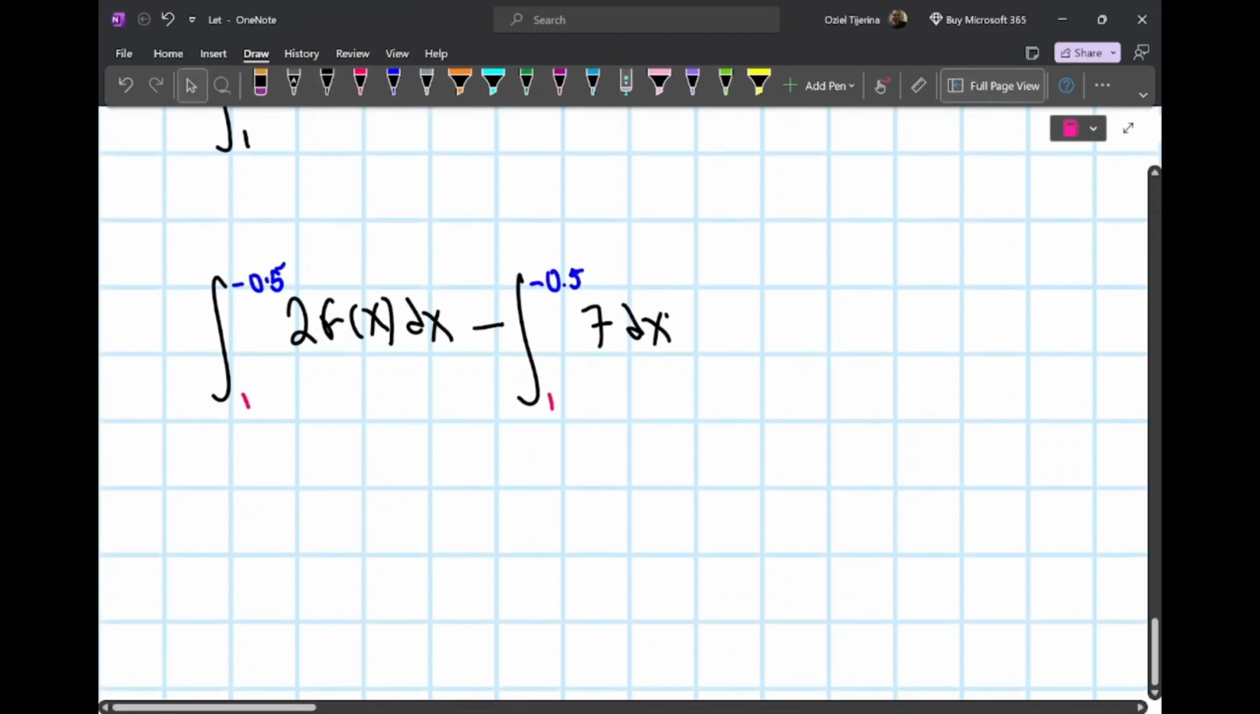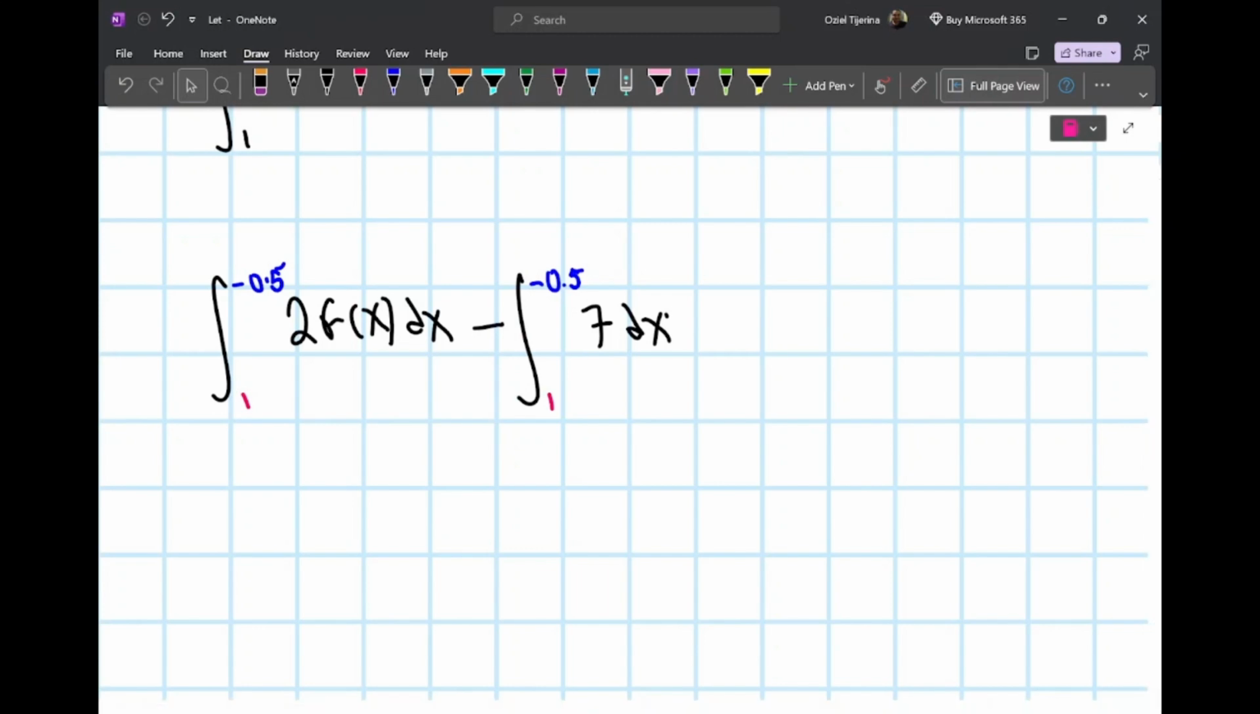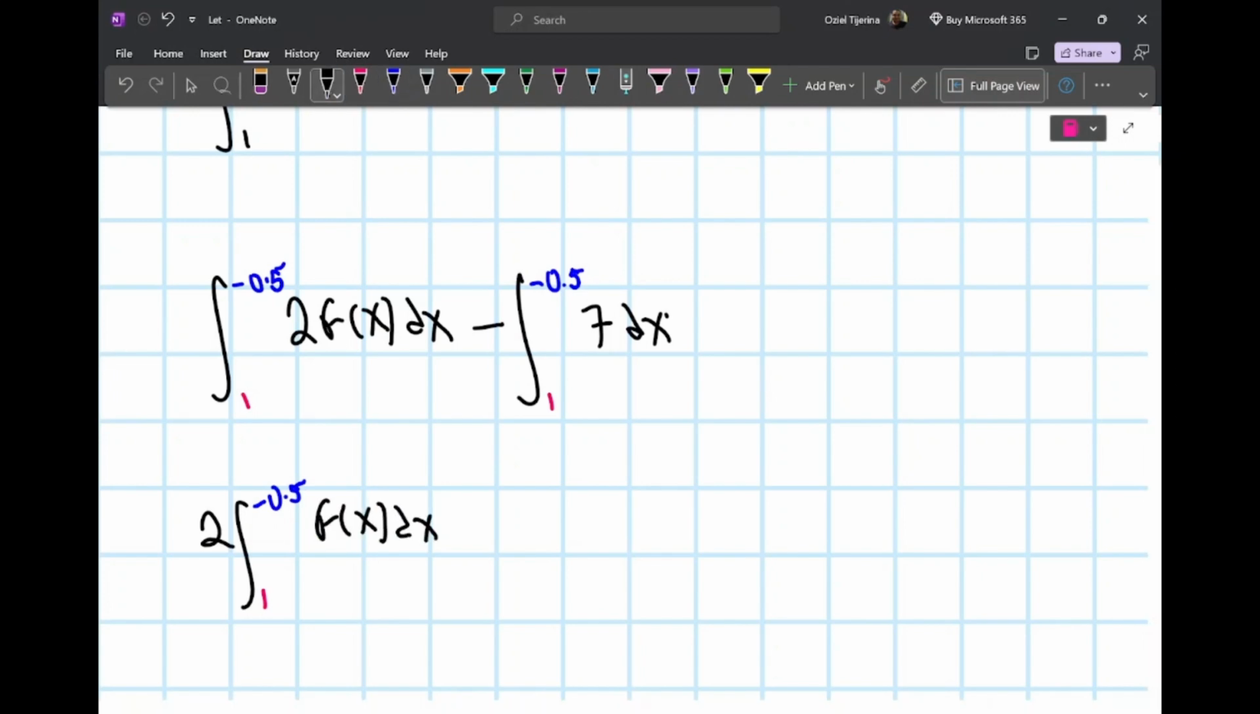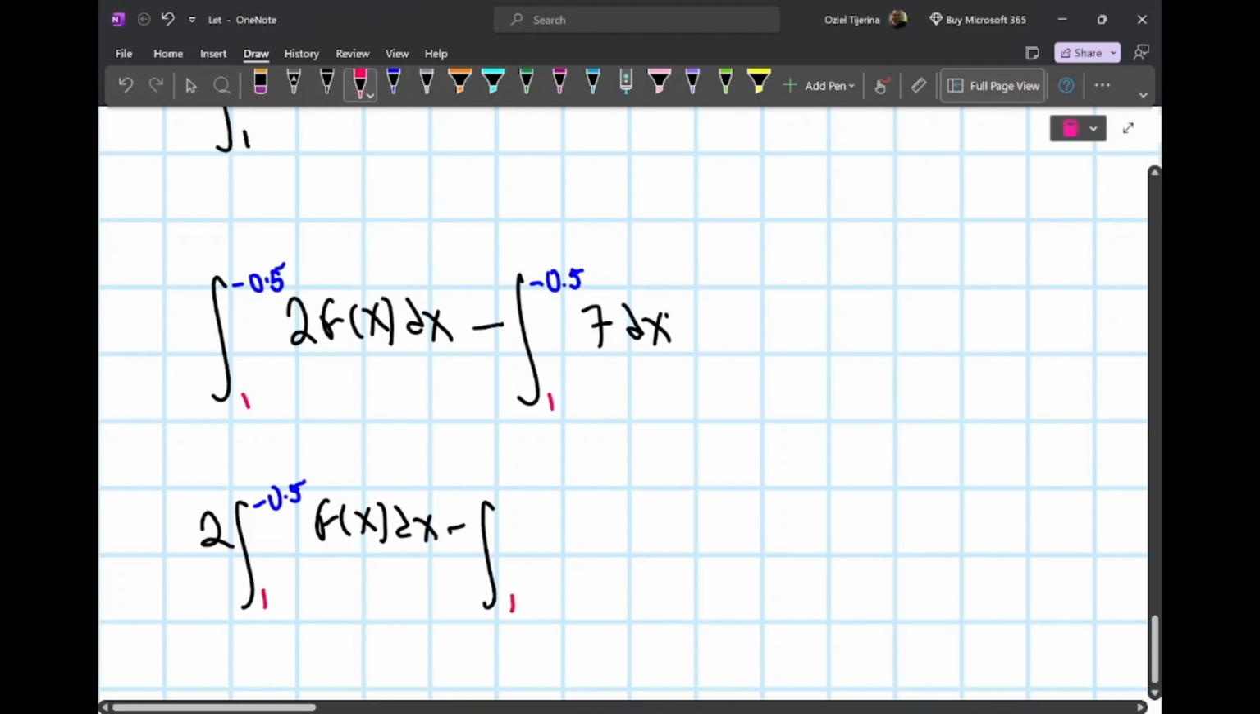Now, this is where you want to be careful, guys. The very first thing that we see on the left is we want to take the constant out, right? It goes with the rule that anytime you have a constant in front of your function, you take it out. So 2 times the integral from 1 to negative 0.5 of f of x dx, and then obviously minus the integral from 1 to negative 0.5 of 7 dx.